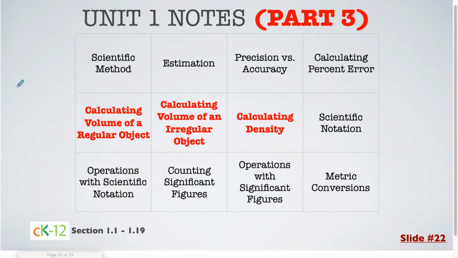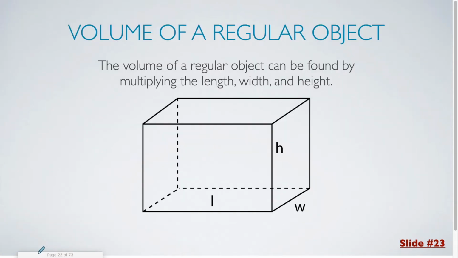In part 3 of the Unit 1 notes, we will be covering calculating volume of a regular object, calculating volume of an irregular object, and calculating density. The volume of a regular object can be found by multiplying the length times width times height.